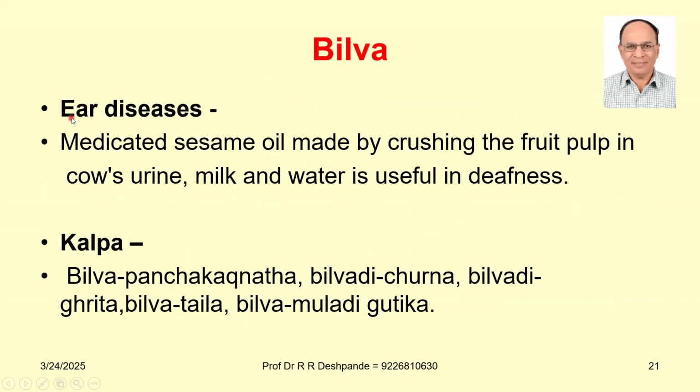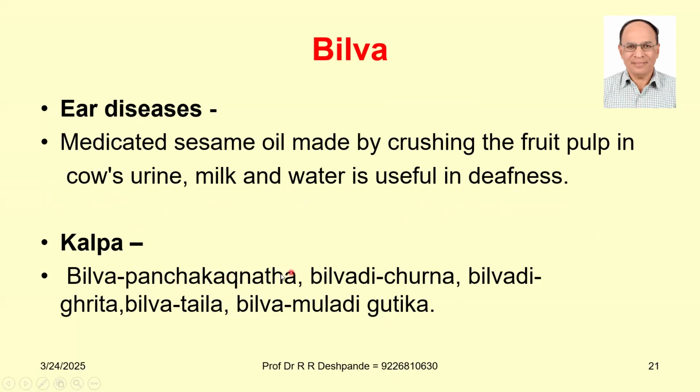Bilva is very famous or popular in the eye diseases. Medicated sesame oil made by crushing the fruit pulp in the cow's urine, milk and water is useful in deafness. Then what are the products available of Bilva?